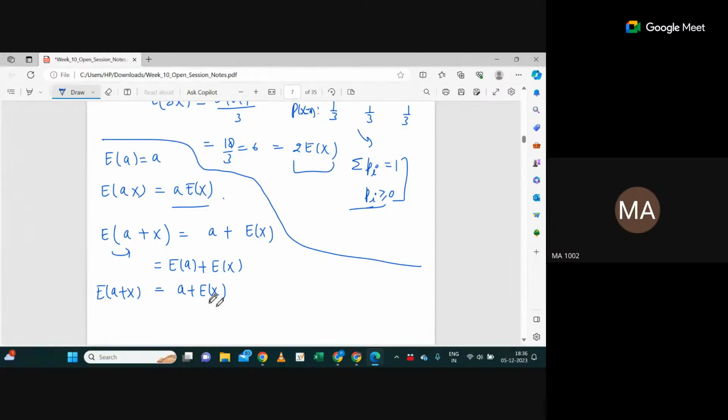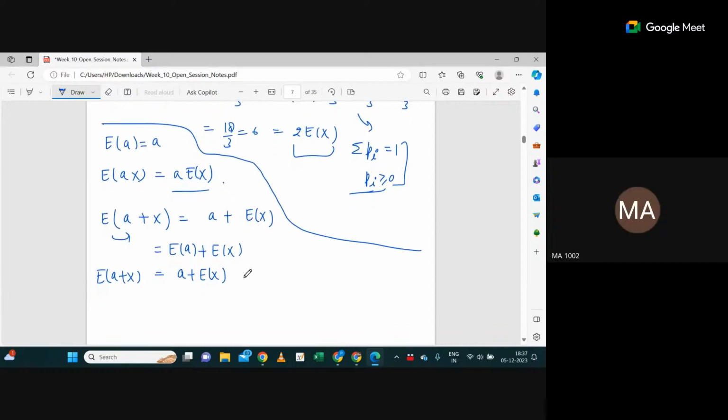We can apply this, like in the marks example. Suppose a teacher wants to award 2 marks to every student because there is a discrepancy in a question. Then you can simply apply a plus the expectation of that random variable. Is this clear? Any doubt?